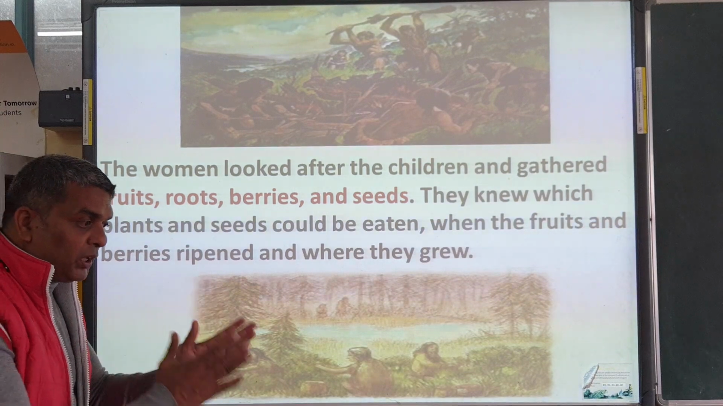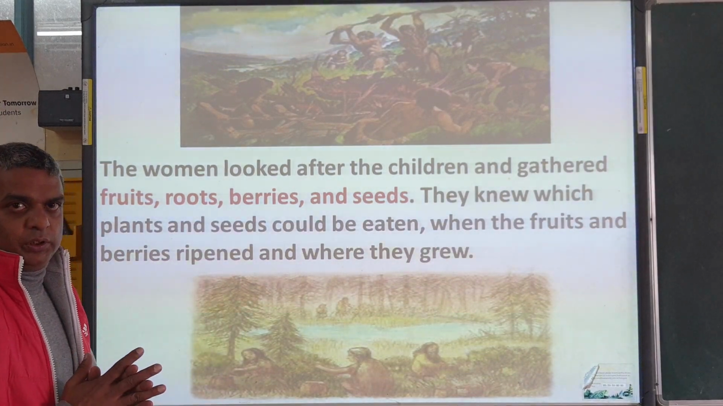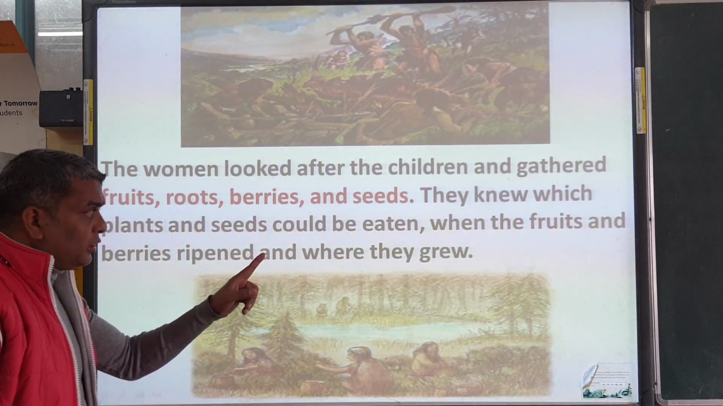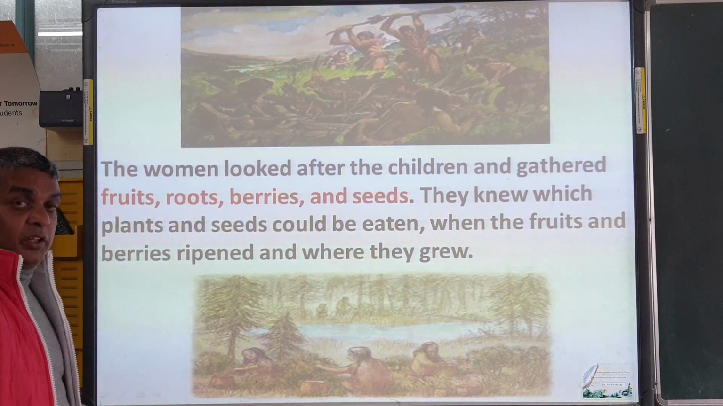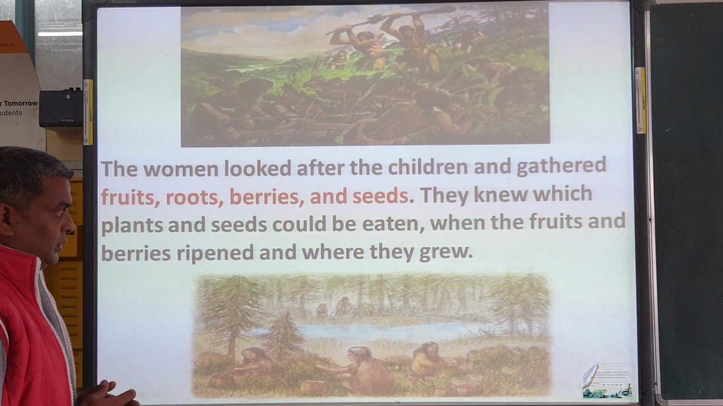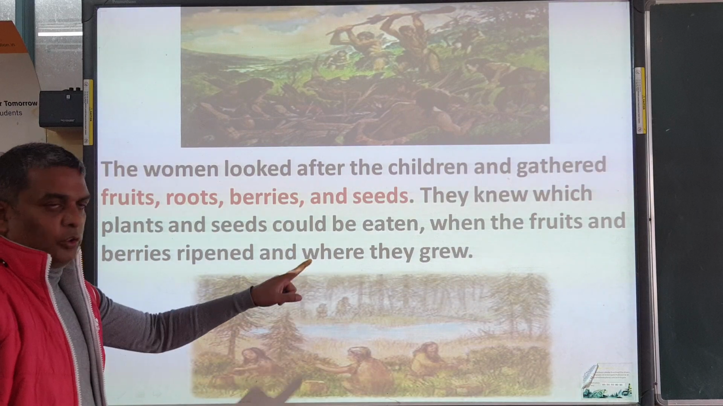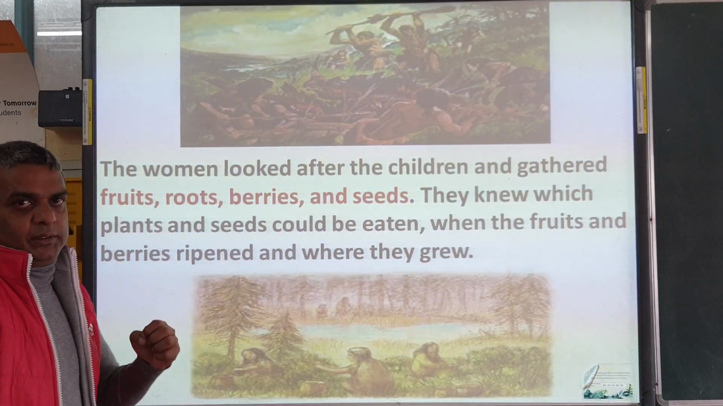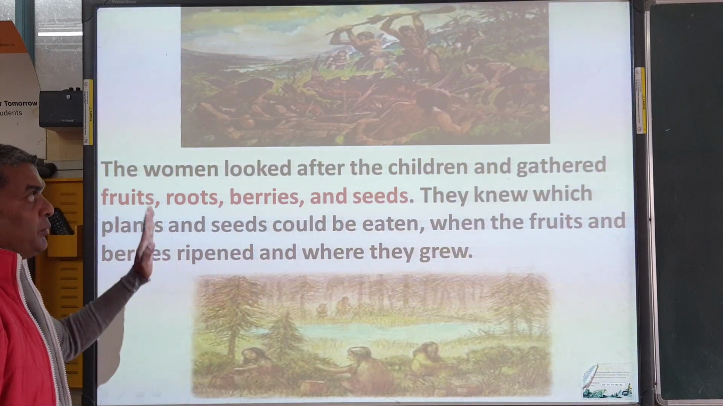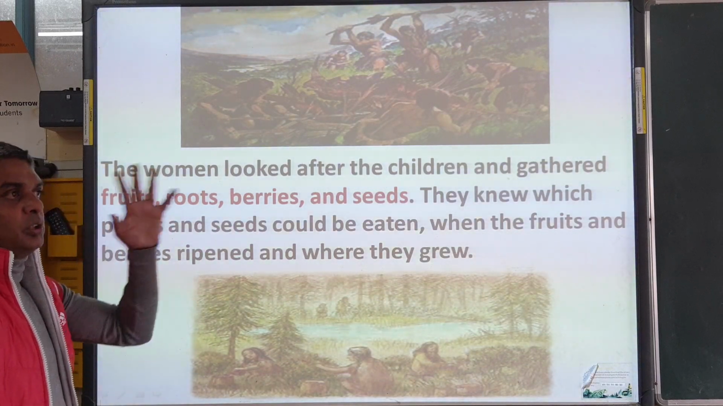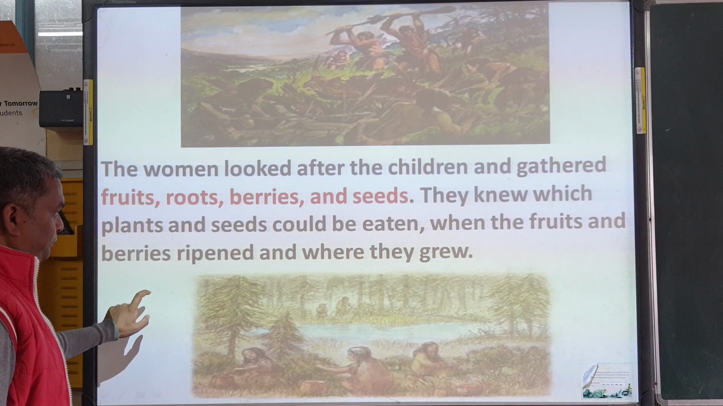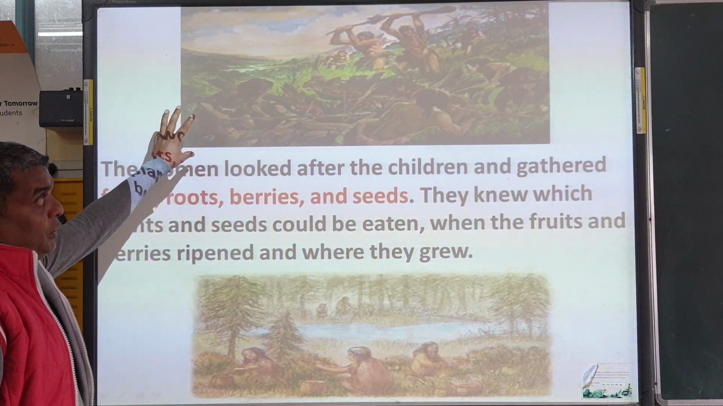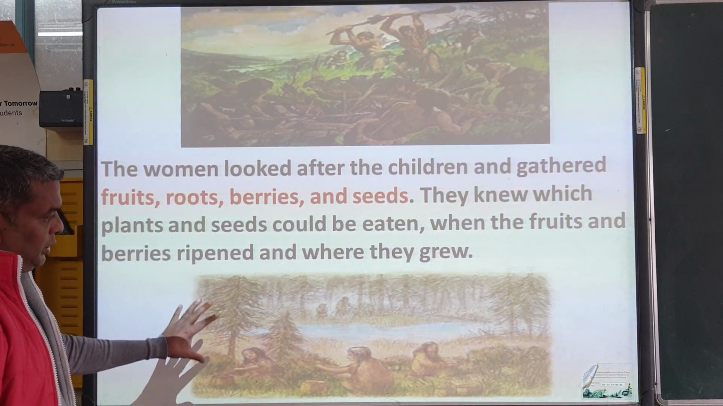They knew which plant to eat, which vegetable to eat, which fruit to eat. They also knew when the fruits and berries ripened and where they grew. So they had to go to that place and collect it. That is how we call them skilled. They understood the environment very well. Here is an image of what the men did and what the women did.